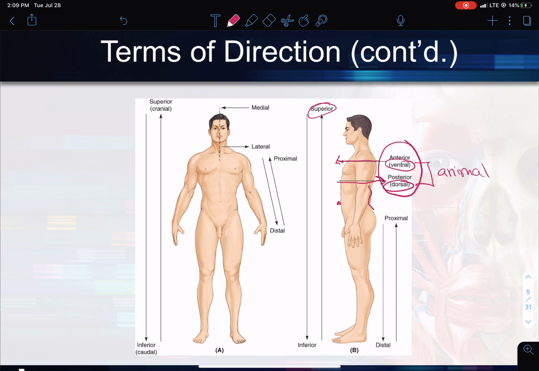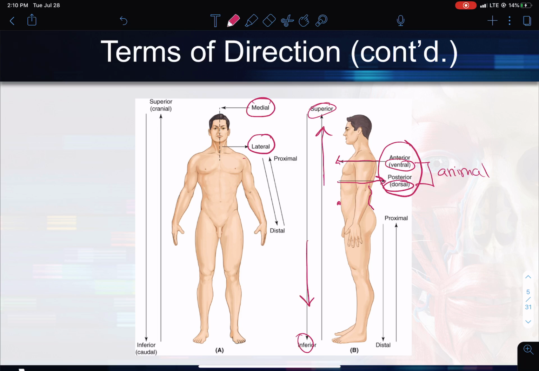Then we have superior and inferior. So superior is towards the head, and inferior is towards the feet. So this is kind of an easy one to remember because you can kind of think of like being superior, and so you're standing up above other people, and then inferior, you look down below at the other people, so to speak.